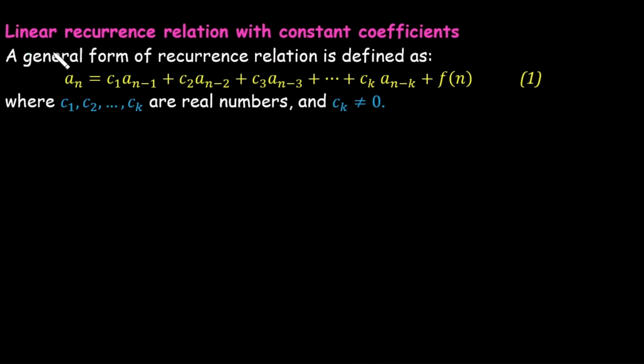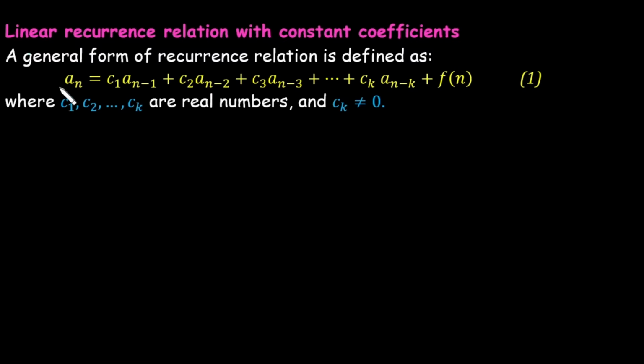Hi everyone, in this video we are going to learn how to find the solution of homogeneous recurrence relation with a constant coefficient. Before that we will learn what is a general form of the recurrence relation with the constant coefficient that is given in equation 1.